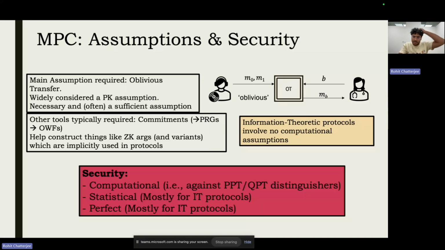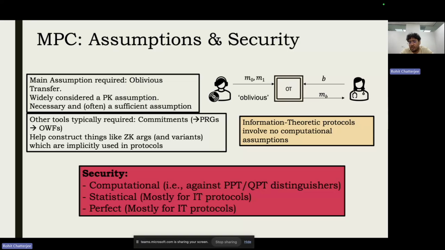And in terms of security assumptions, typically security can cover 3 different flavors, as is typical in crypto. One is computational, which means you want to be secure against polynomial time, either classical or quantum computers. Statistical security, which is stronger. And sometimes actually you can also get perfect security.